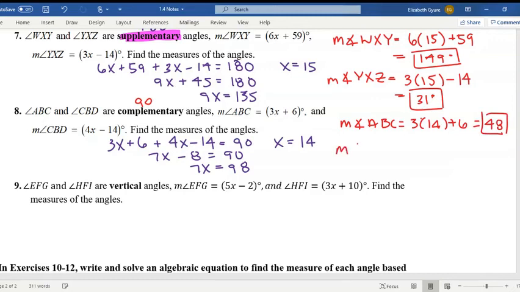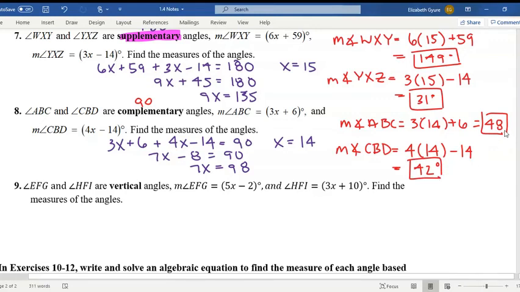And then the measure of angle CBD equals 4 times 14 minus 14. So that should give you 42. And always double check. 42 plus 48 would give you 90. So that should work.